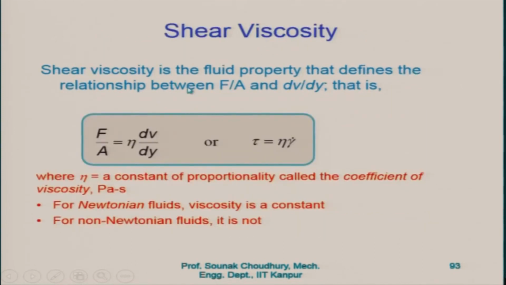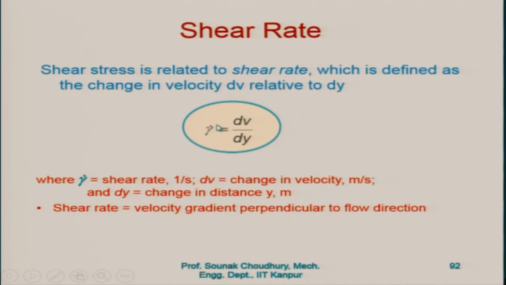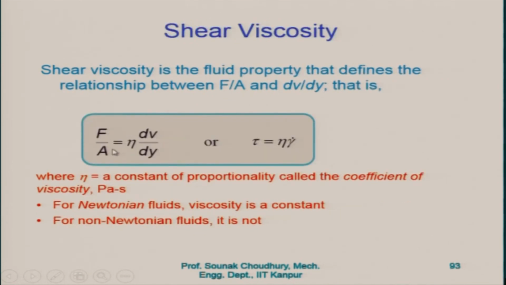Shear viscosity is the fluid property. This is one of the fluid properties that defines the relationship between the F by A and the dV by dy. That is F by A, this is actually the nu into dV by dy. See, this is the same as the shear stress, and this is the shear rate. They are related by a constant of proportionality. This is called the coefficient of viscosity.